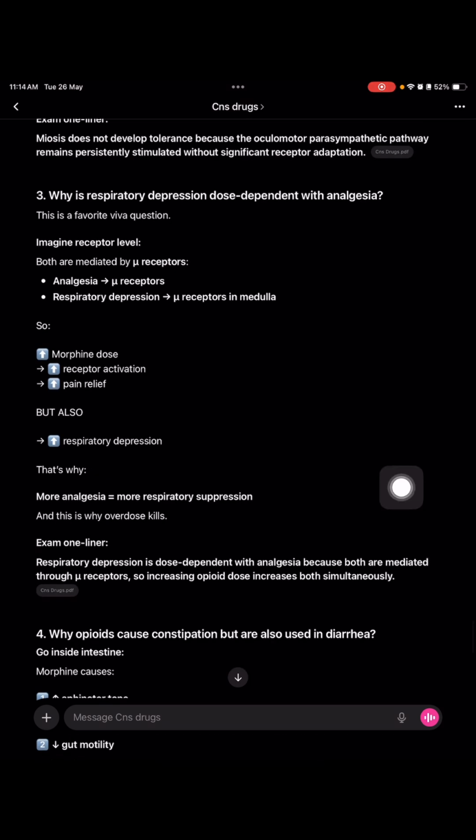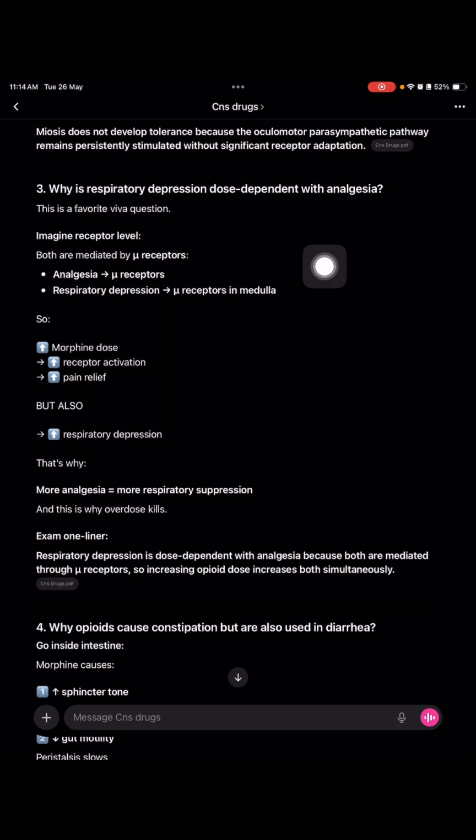Why is respiratory depression dose dependent with analgesia? Imagine at the receptor level, both are mediated by mu receptors. Analgesia by the mu receptor, and respiratory depression also by the mu receptor in the medulla. So an increased morphine dose will cause increased receptor activation and increased pain relief, but it will also cause respiratory depression. That's why more analgesia will give more respiratory suppression. Respiratory suppression is dose dependent with analgesia because both are mediated through the mu receptor. Increasing the opioid dose increases both simultaneously.